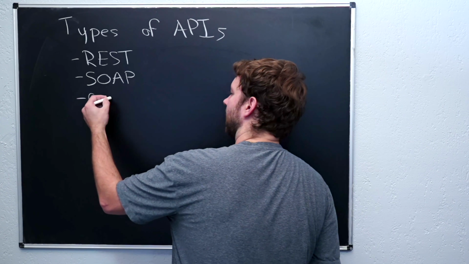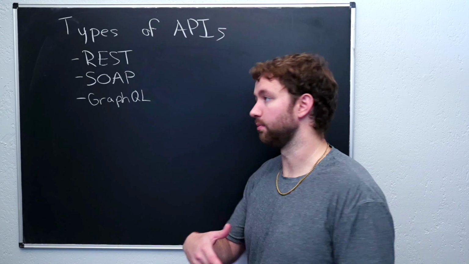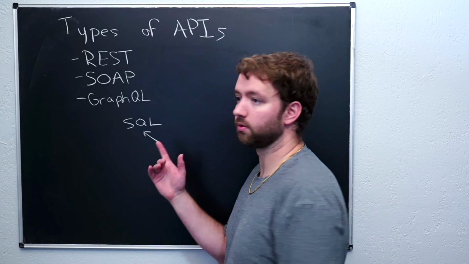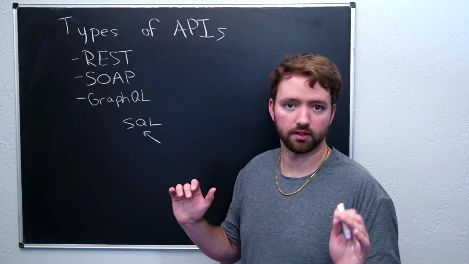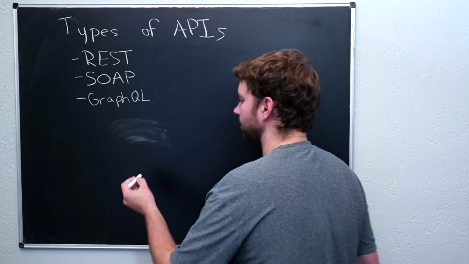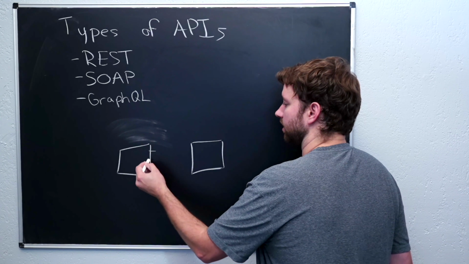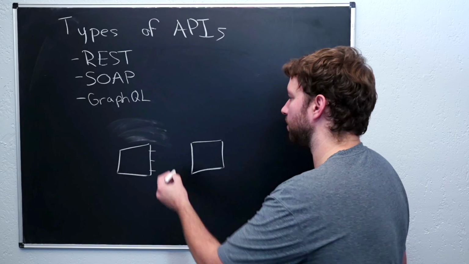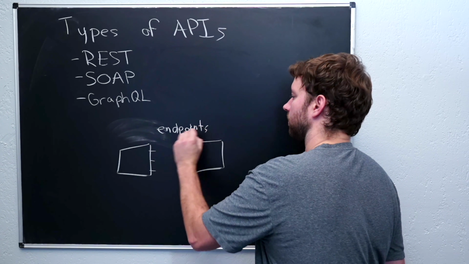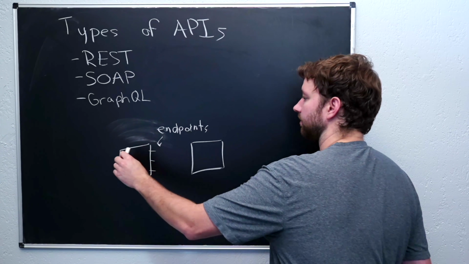Next up, we have GraphQL. Now, if you're familiar with databases, you might be familiar with SQL, and this is structured query language. GraphQL works in a very similar way, but it's not to interact with a database directly. Rather, it's to interact with a backend. So in this situation, instead of exposing multiple endpoints, this would be the traditional REST approach.